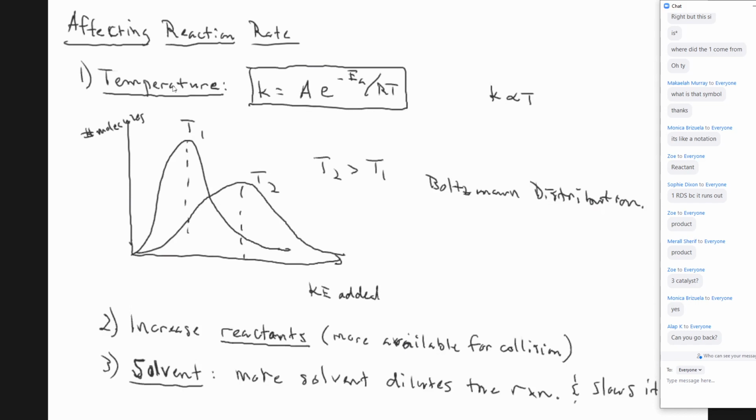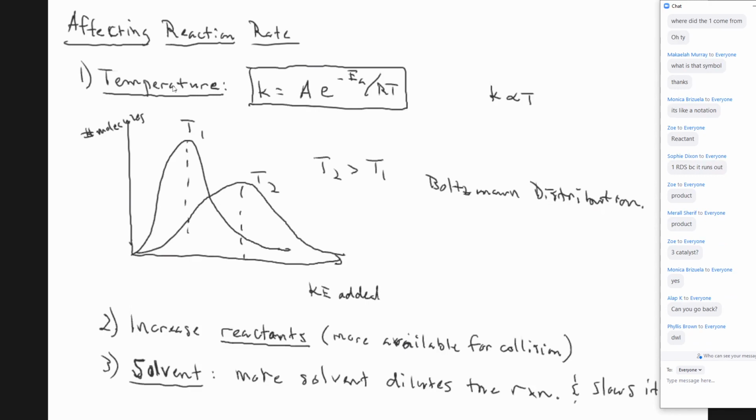Solvent. If you want to dilute the system, right? Makes it even harder for you to meet somebody. Add more solvent, right? What does it do? It destabilizes the transition state. Less likely for you to meet your true love.